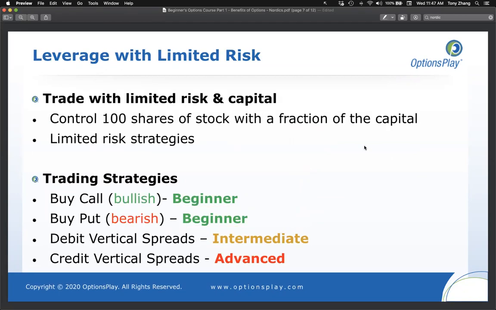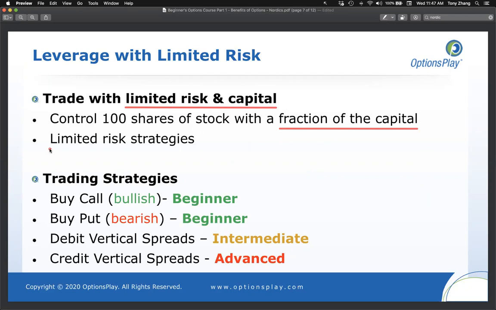The second reason, like I said, that most people come to options trading at first is because of the attractiveness of being able to use leverage with limited risk. So the goal here is to allow you to trade with limited risk and potentially a smaller amount of capital. To control 100 shares of stock many times may require a significant amount of capital. Using options allows you to control that same 100 shares with just a fraction of the amount of capital that would typically be required to buy those stocks.